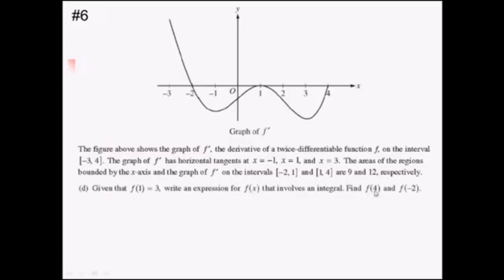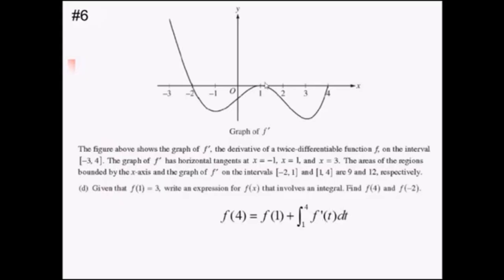So f of 4. Using our fundamental theorem of calculus, we can write that f of 4 equals a value that we know, f of 1, plus the integral from 1 to 4 of f prime of t dt. So this expression here, we know again that f of 1 equals 3, and now we're going to add the change in f from 1 to 4. That's what this integral represents.